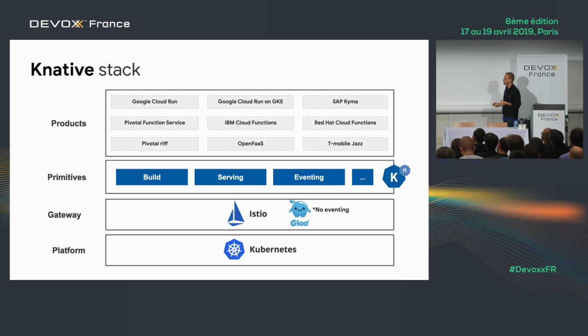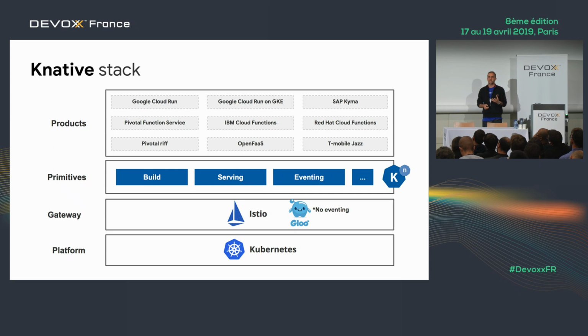But now there is something called Gloo. Does anyone use Gloo here or know what it is? Okay, one person. I don't feel so bad then. I never used Gloo, but apparently it's an API gateway. Now that's also an option. So you can use that as an API gateway under Knative. But when you use Gloo, you don't have Knative eventing yet, right? That's not supported yet. So you just need to keep that in mind.